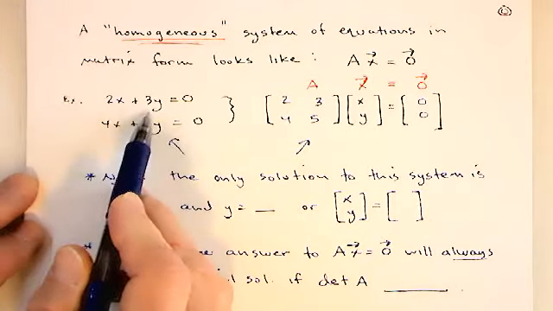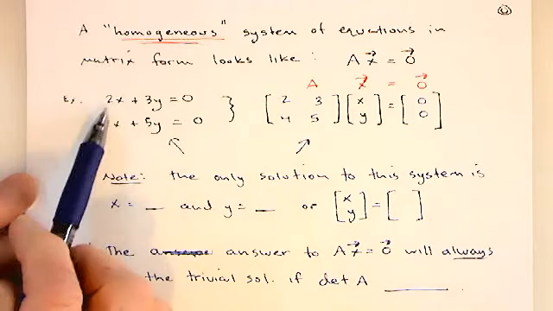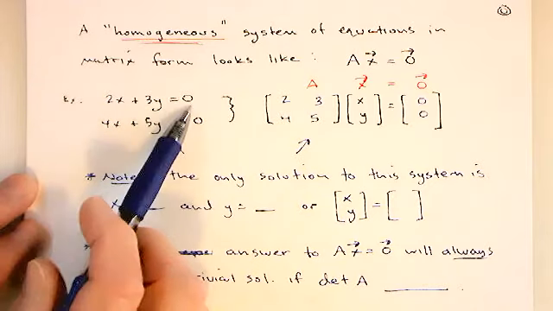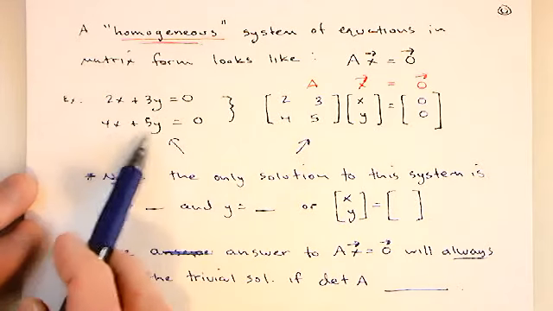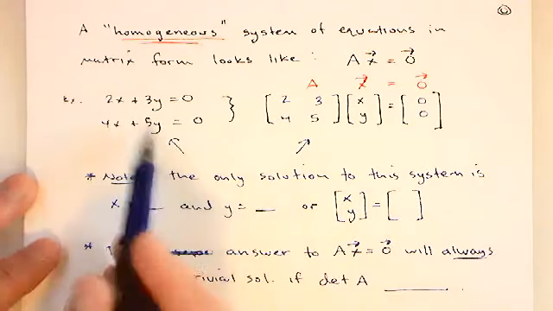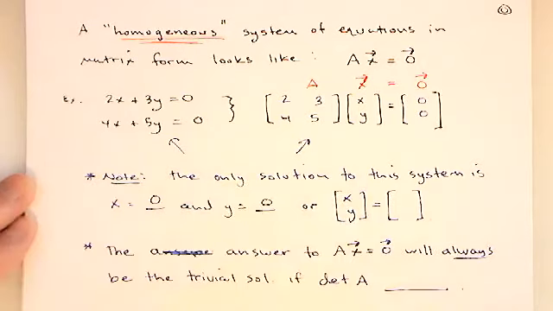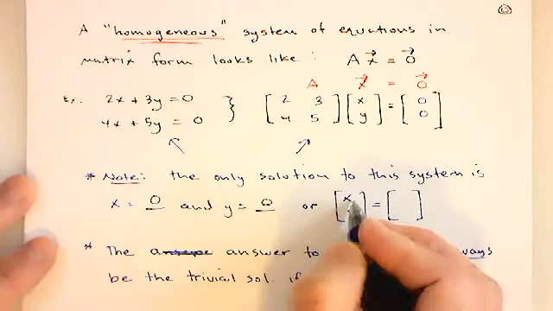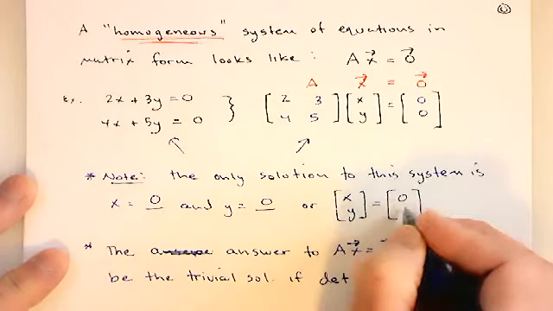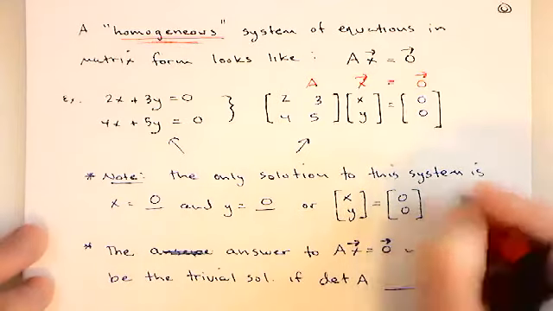You could solve for x, maybe solve for y, plug it into the other one. But if you think about it, what's the only numbers where 2 times whatever x is plus 3 times whatever y is gives 0, and also 4 times whatever x is plus 5 times whatever y is gives 0? Don't think too hard. For sure, you have to agree that the only solution to this system is when x is 0 and y is 0, right? Which in matrix form we could express as x, y equals the zero vector, 0, 0. Okay, and this is often called the trivial solution.